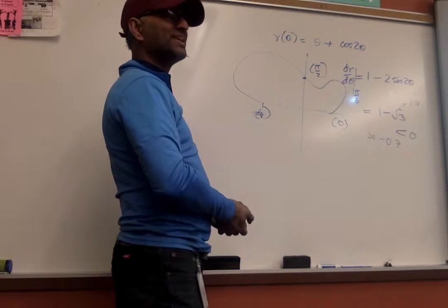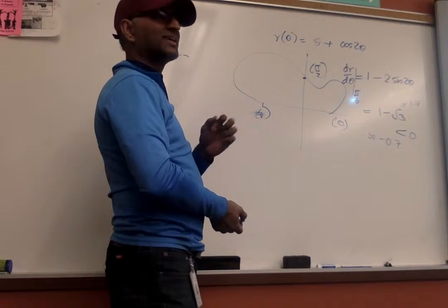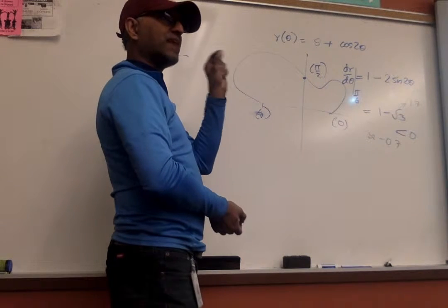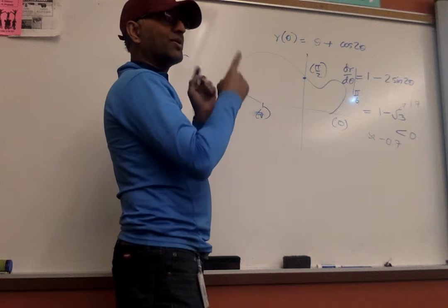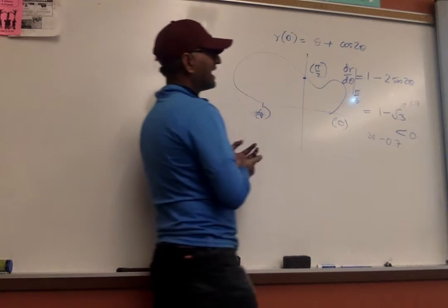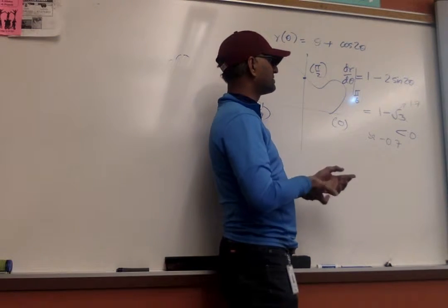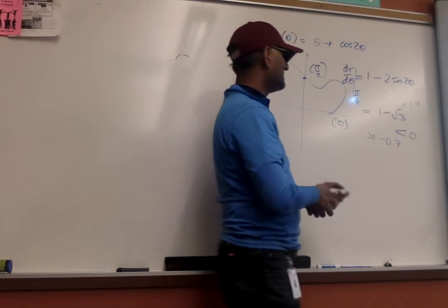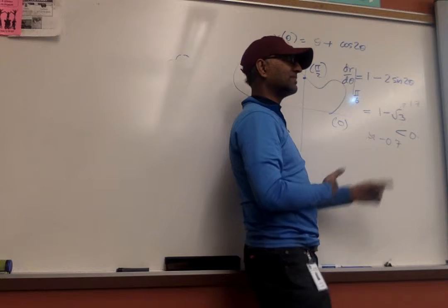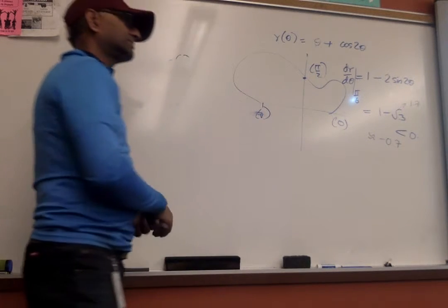Let's see who remembers. What's the definition of r again? It is not radius. What does r stand for? Distance from the origin. So, the board please. It indicates that at theta equal to pi over 6, the distance of the point on the curve from the origin is decreasing at the rate of 0.7. That is not correct.